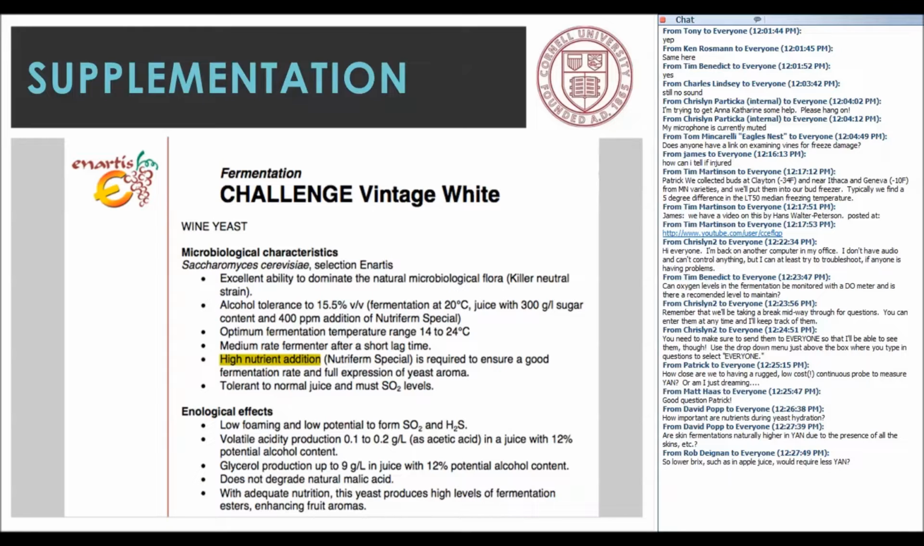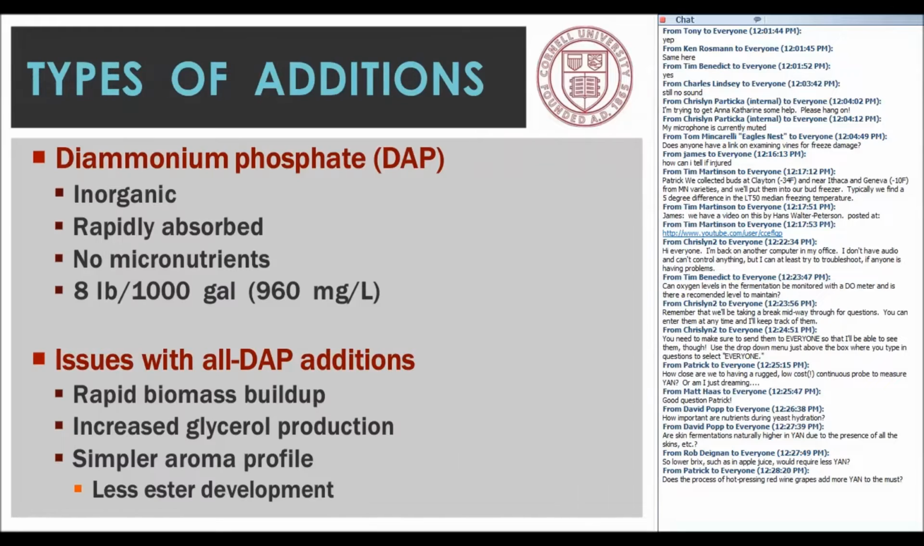This is another example. You can see this is an Enartis product, and you can see sort of the ways to look and see what you need for this particular yeast. Is the part I've highlighted there. It says it needs a high nutrient addition to achieve good fermentation rate and full expression of yeast aroma. This one, they say, under enological effects, has low potential to form H2S, but if you really starve it, you might get some more anyway. And you'll see it needs adequate nitrogen to produce high levels of fermentation esters. So the yeast manufacturers sort of know what they've got, and they will tell you, but you need to pay attention to that and think about your ability to measure YAN and your ability to supplement in order to best suit your yeast.